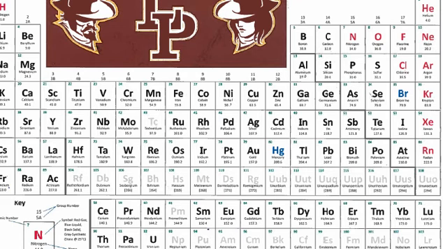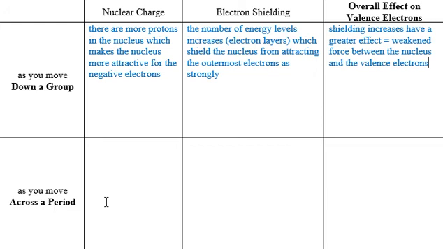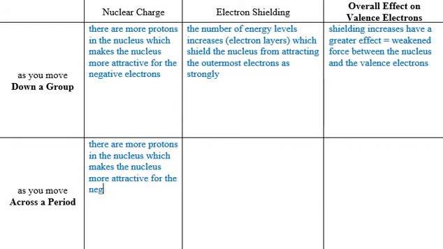Now let's talk about that same concept, but as we move across a period. If you look at the periodic table, the atomic numbers as you move across a period are also increasing. So there are more protons in the nucleus, which makes the nucleus more attractive for the negative electrons. So we just wrote exactly the same thing here as we did up here, because as you move down a group or across a period, and across a period means left to right.